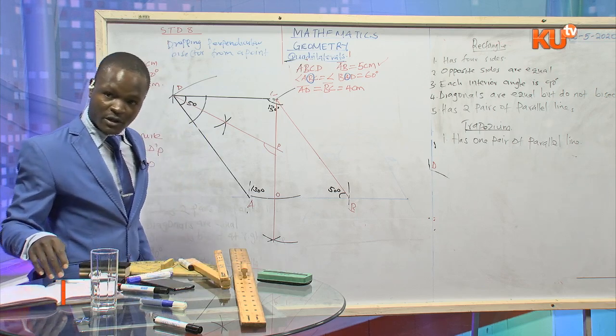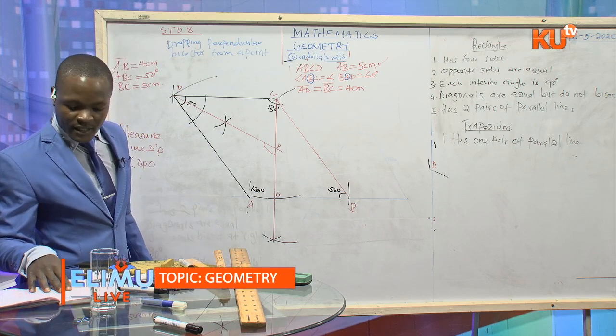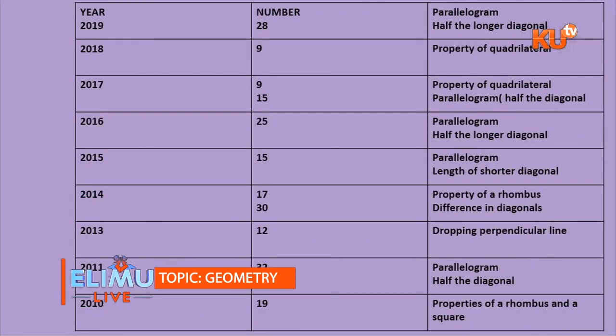Maybe you can show them on the slide. So in 2019, that is last year, the question was number 28. There you are told to construct a parallelogram, and after constructing it, you are asked to find half the longer diagonal. I hope that is a question that you can handle at home.